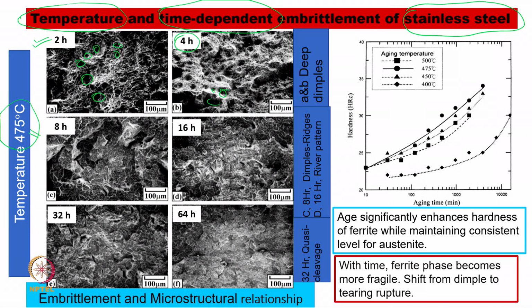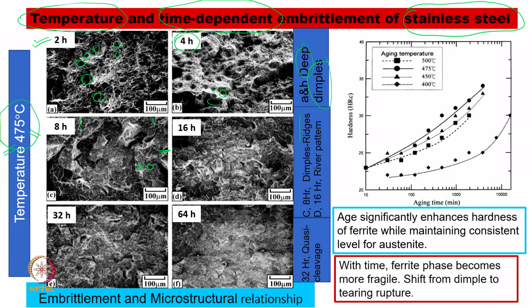So, that is why we say in A and B we are able to find the deep dimples in a surface, which is indicative of ductile failures. Coming to the 8 hours, the sample was prepared, exposed to 475 degrees for 8 hours, and after that it fractured. We are able to find some dimples there, but there are some ridges also. The ridge formation is an indication of the initiation of brittle failure.